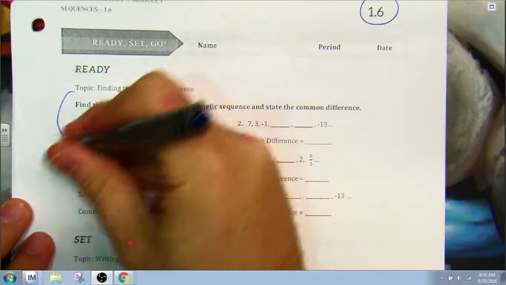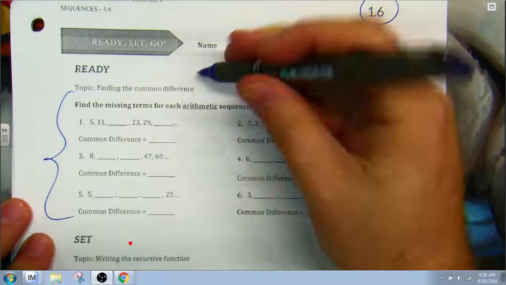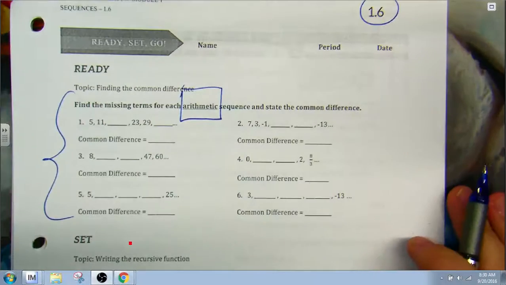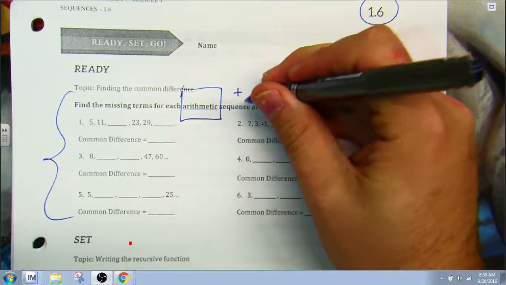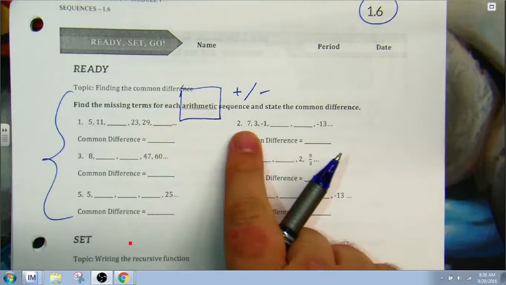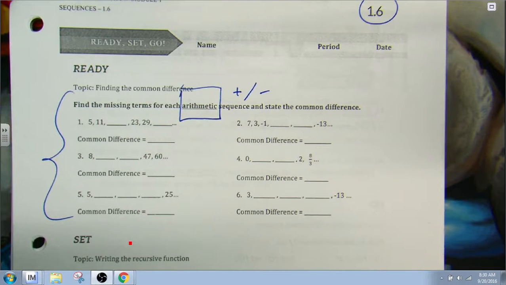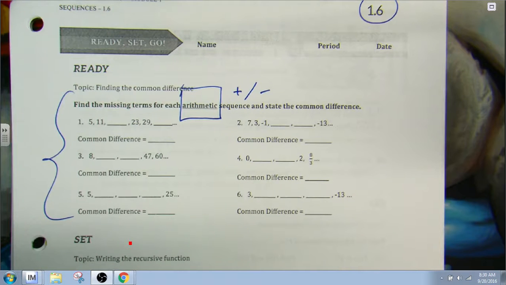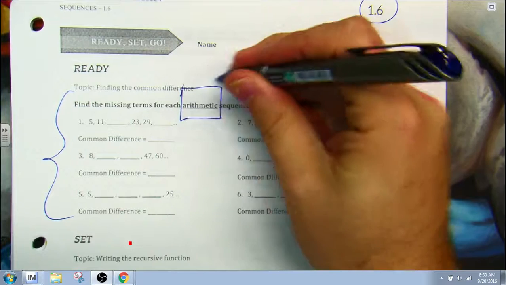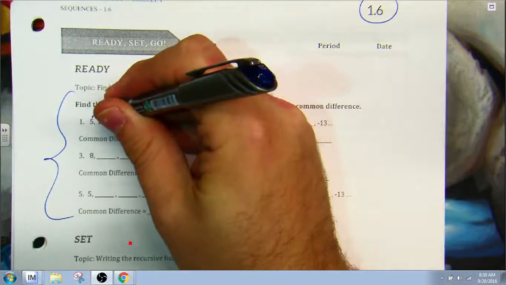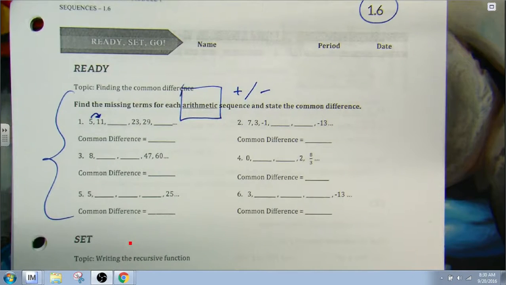This first section asks us to find the missing terms, and it gives us a big hint by telling us it's arithmetic. So that means we're going to be plussing or minusing. We have to find each term in each arithmetic sequence and state the common difference. To do this, it's pretty easy because we're told it's arithmetic, so we can just look at any two terms and see what the difference is.